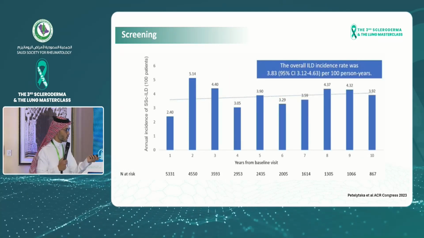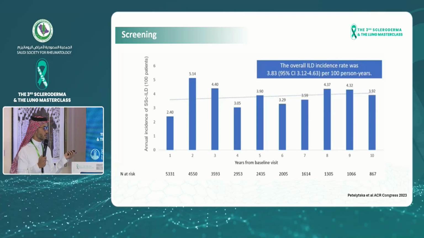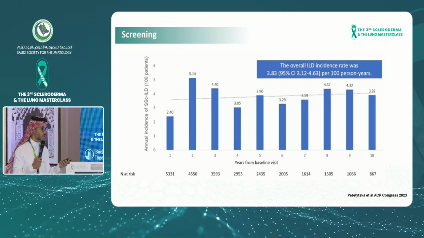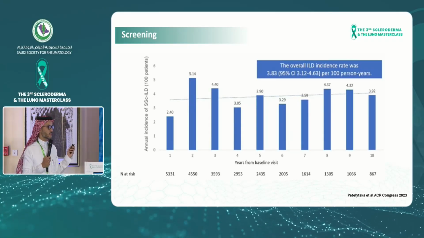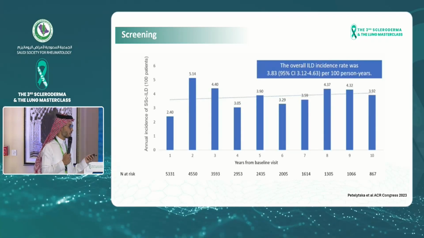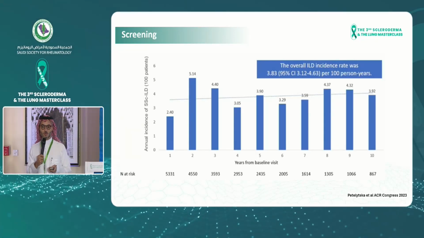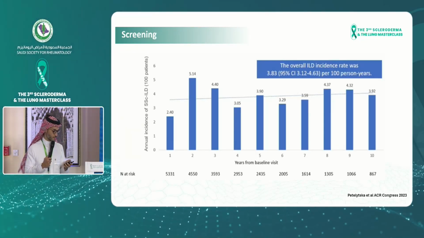Up to 10 years follow-up, you can see that the incidence of ILD is almost steady during the disease course. We used to think that it's probably the first few years, but actually it's up to 10 years. They have a stable incidence rate of developing ILD. So probably you should screen your patients along the disease course.